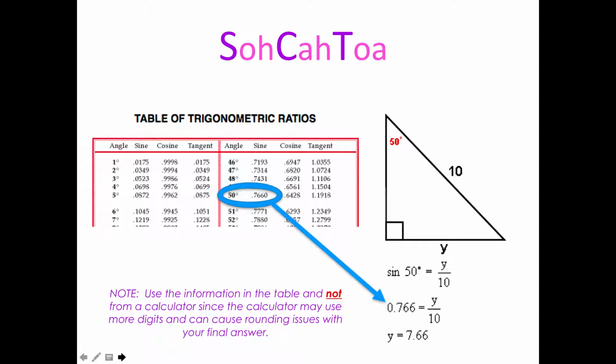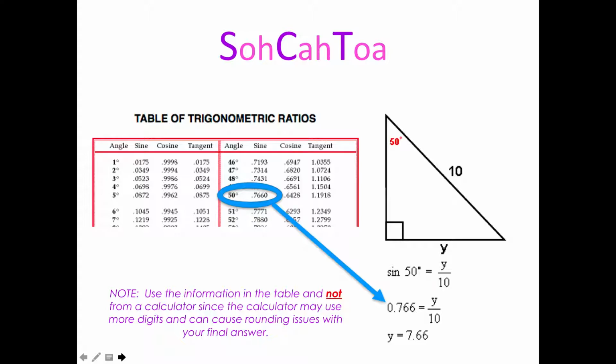So now we substitute in. Instead of sine 50, we put in 0.766, and everything else stays the same, equals y over 10. At this point, we just need to solve for y, and by doing that, we multiply both sides by 10, and our final answer for y will be 7.66.